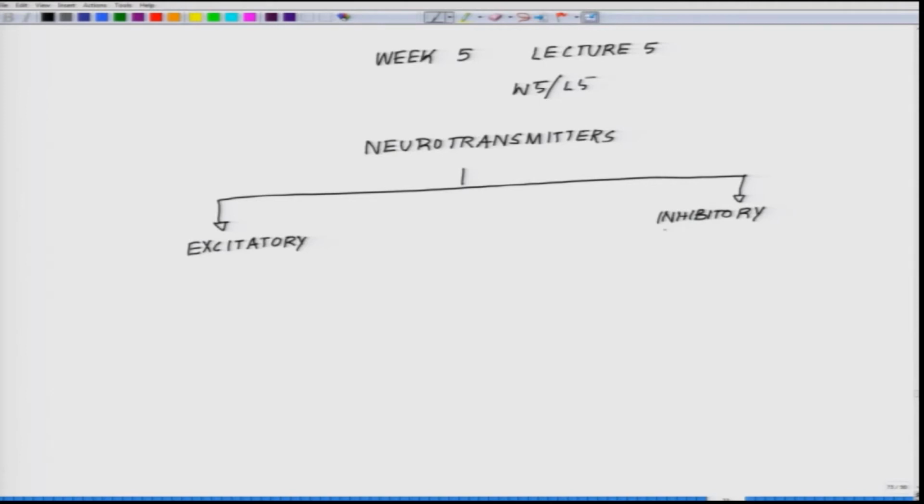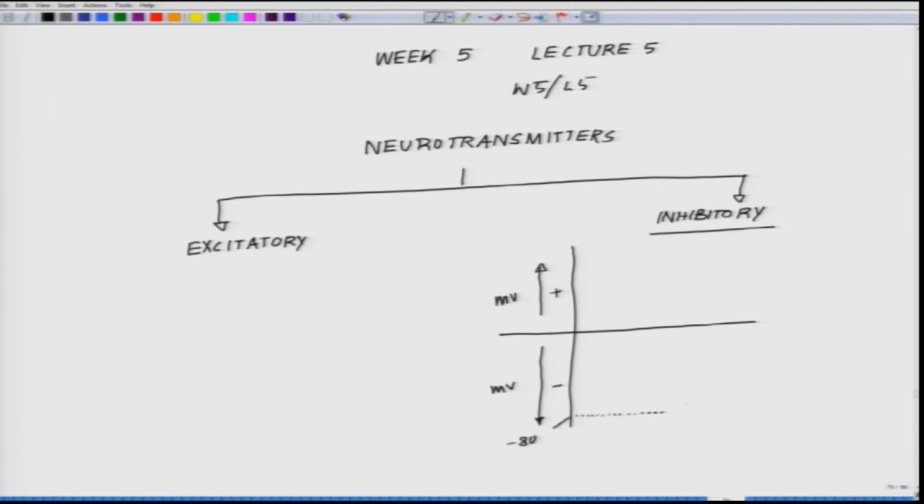Now, what I told you is that if it is an inhibitory neurotransmitter, and the cell is sitting, say, this y-axis is giving you the voltage in millivolt, this is the positive side, here the negative side. The cell is sitting somewhere around here, if I consider this as minus 80. By the action of an inhibitory neurotransmitter, it will further shift it in the negative direction. It will make it, say, minus 85 or minus 90, or wherever it is sitting. It will become further negative.